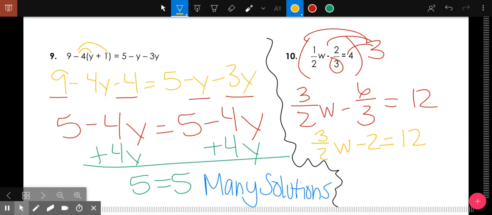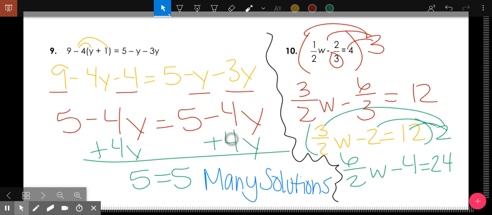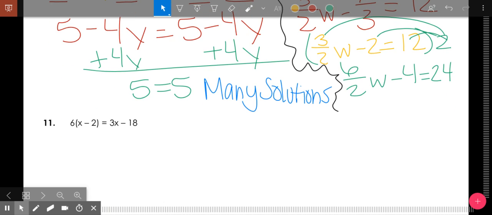I still have a denominator, you guys. So I'm going to multiply everything by 2 to get rid of it. So I multiply to each term. So I get 6 over 2w minus 4 equals 24. So once I have that, 6 divided by 2 is 3, so I get 3w minus 4 equals 24.